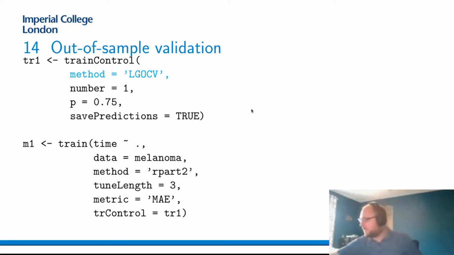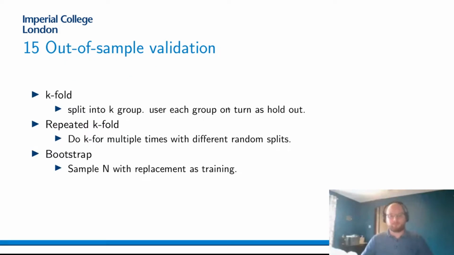So yes, we said this small piece of code will be the skeleton. Now I'll go through every aspect of this, explain what it is, the concepts behind it, why we're doing it, and the other things we might want to consider when we're choosing values for these arguments. First, we're going to focus on this outer sample validation. Here we use this leave group out cross validation.